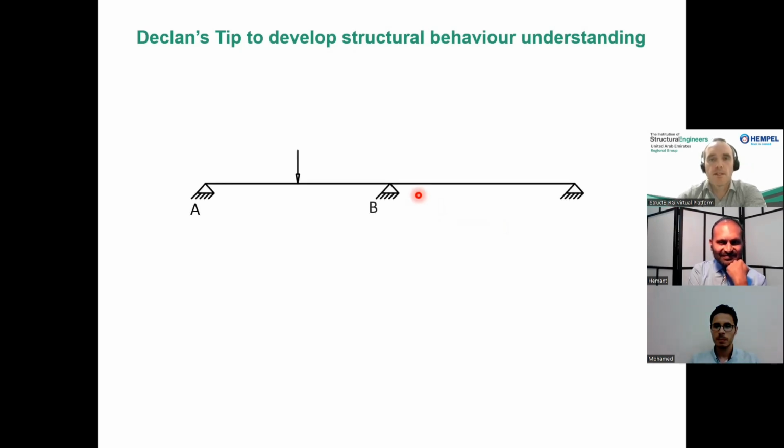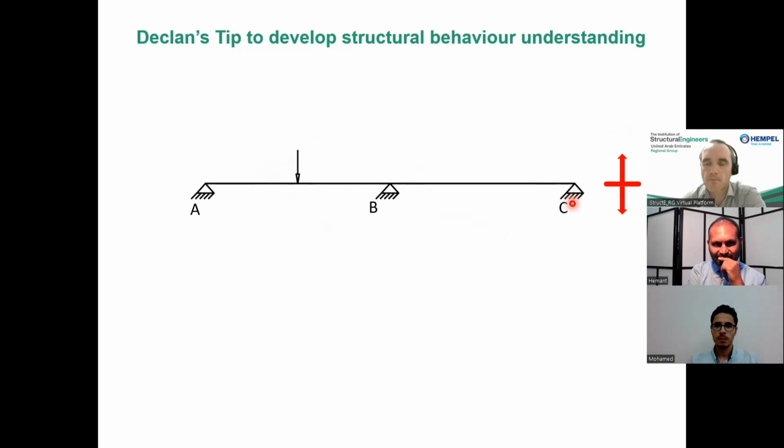So with this example I'm showing here, you just have a two-span beam, and you've got a point load in the middle of the first span. So when you're working out or trying to visualize the bending moments and the reactions, you may wonder, for example, reaction C, is it going upwards or downwards? So you've got a force on the adjacent span.